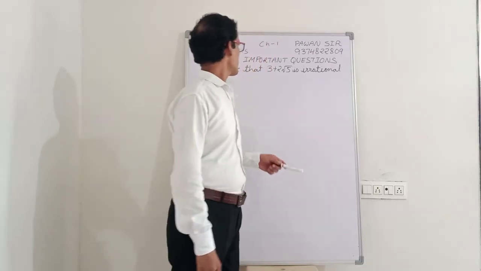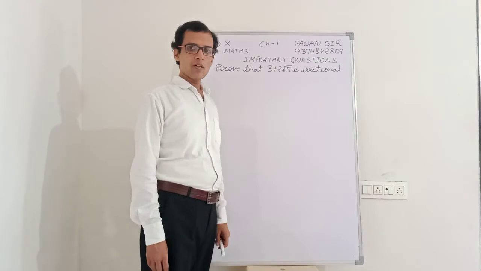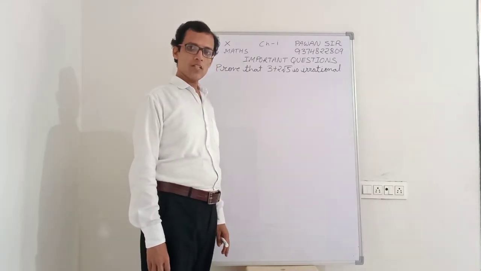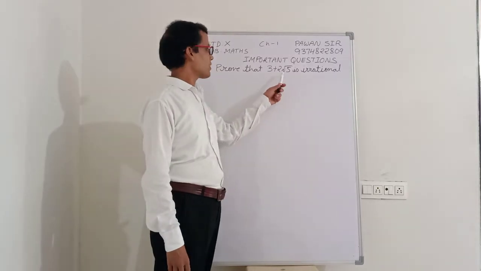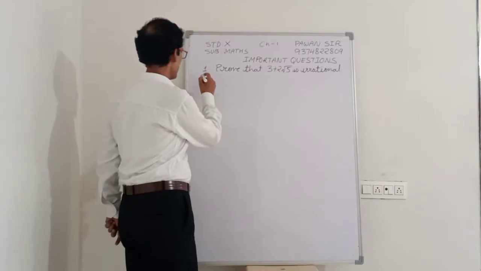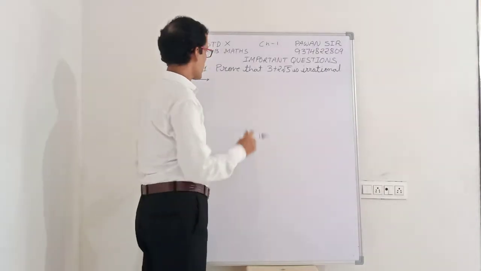So our first question is, prove that 3 plus 2 root 5 is an irrational number. We know that root 2, root 3, root 5 are irrational numbers. But here we have to prove that 3 plus 2 root 5 is an irrational number. So let's start this question. We do this by the method of contradiction.